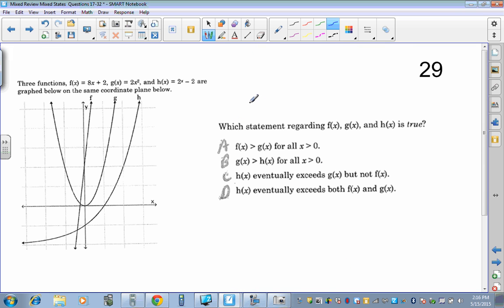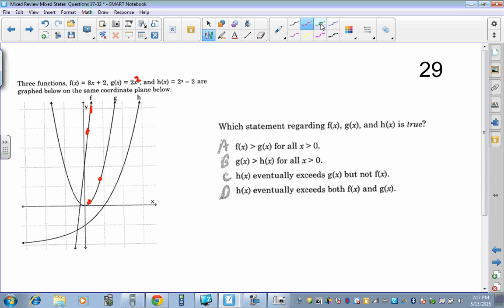Question 29. They tell you that this is function f of x, g of x, h of x, and they want to know which is true. First of all, notice that f is linear, g is quadratic, that's the parabola, and then h is exponential, which means x is an exponent. They want to know, first of all, will f of x always be greater than g of x? In other words, for these two functions, will the y number on one always be greater than the y number on the other? Well, here it does look like that is true.